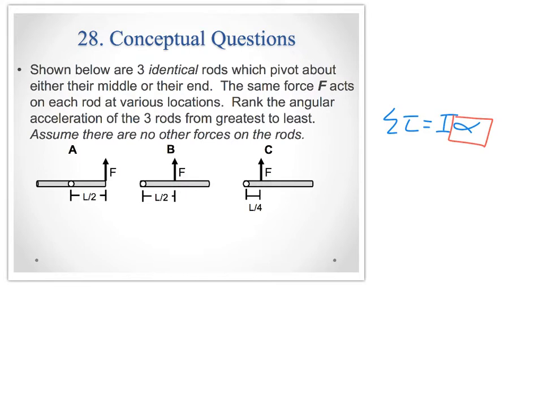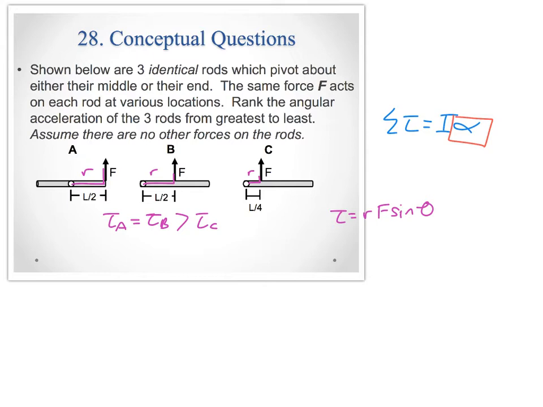So for torque, we're thinking about the fact that torque is r F sine theta. Each one has the same force. In each case, the angle is 90 degrees. The one thing that varies, though, is that radial distance, that distance from the pivot to where the force acts. So what we can say is we know the torque from A and B are going to be equal because it's the same force, same distance from the pivot, and both of them are going to be greater than the torque from C, which acts at a closer distance.